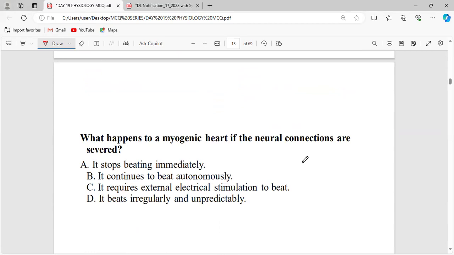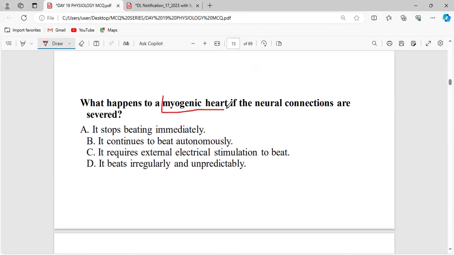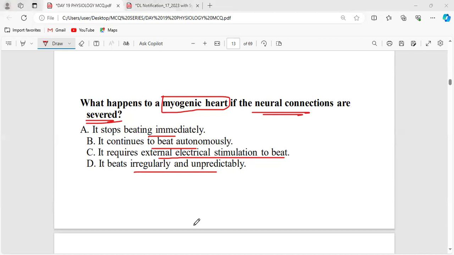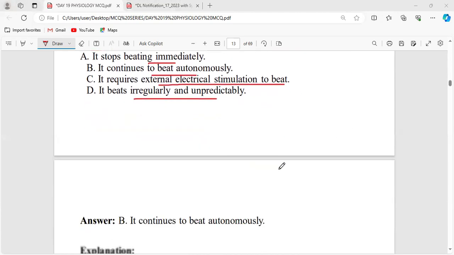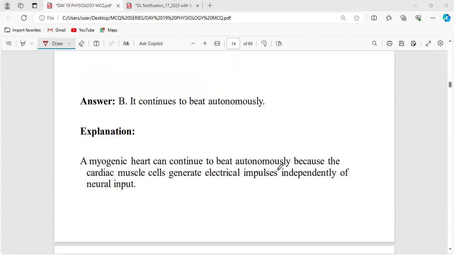What happens to the myogenic heart if the neural connections are severed? It stops beating immediately. It continues to beat autonomously. It requires external electrical stimulation to beat. It beats irregularly and unpredictably. It will beat autonomously.